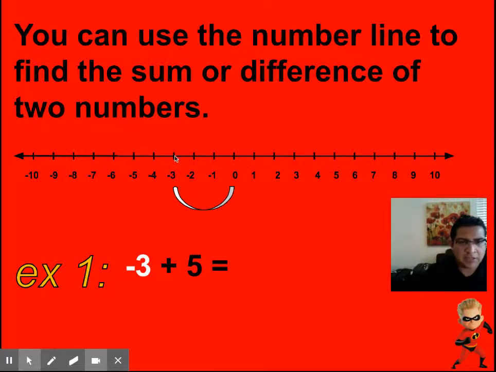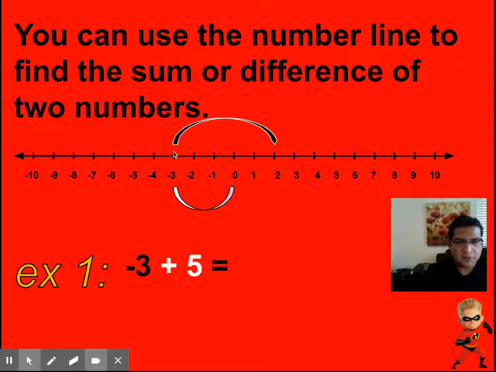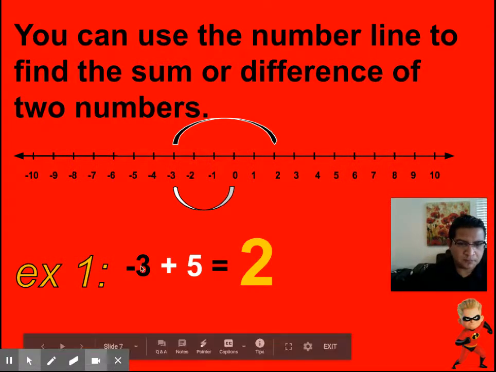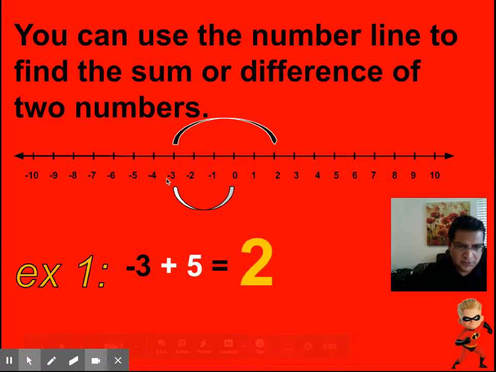And then from there, we're gonna add 5. So 1, 2, 3, 4, 5, which should end up right here. And that number is going to be, voila, 2. Hopefully you guys got that one. One more time, the negative 3, you start at 0, go 1, 2, 3, and then add 5, so 1, 2, 3, 4, 5. Now, that was one way to do it. Let's do another problem.